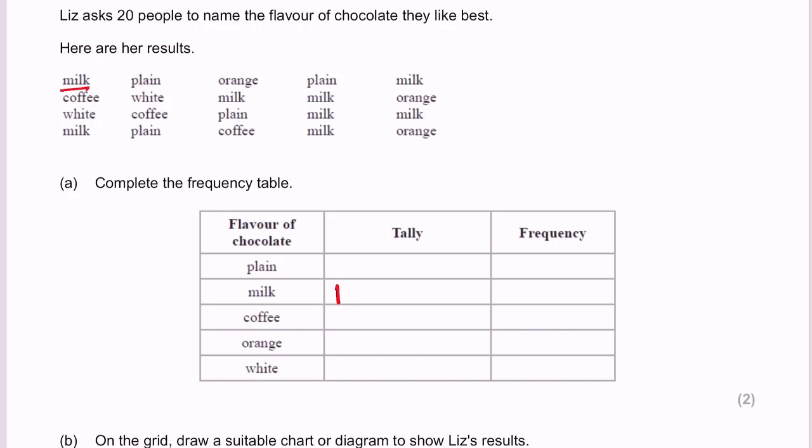Put a line down. Plain. Cross them out as you go along so that you don't repeat them. It's a good practice. Plain.